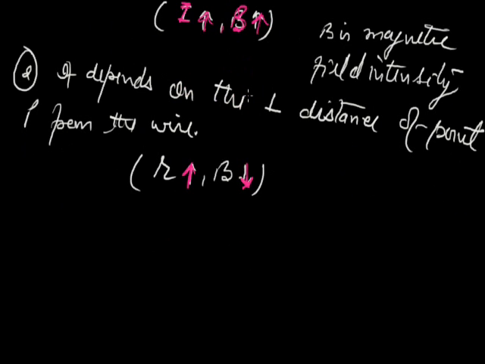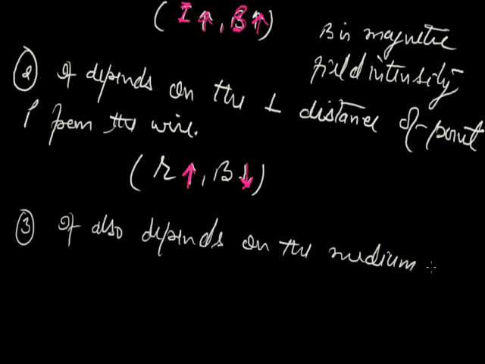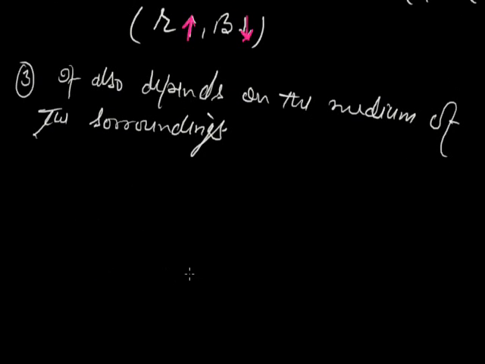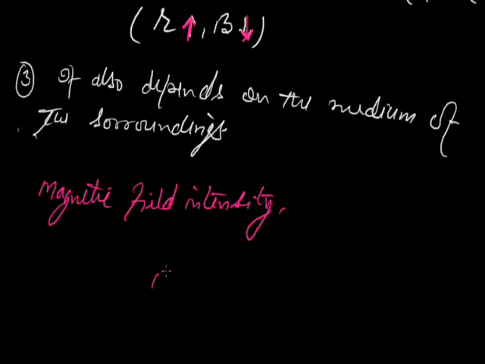Okay, the third point, it also depends on the medium of the surroundings. With the help of equation number 1 and points 1, 2 and 3, we can also write the magnetic field intensity B is mu naught I upon 2 pi r. Here r is distance, I is current.